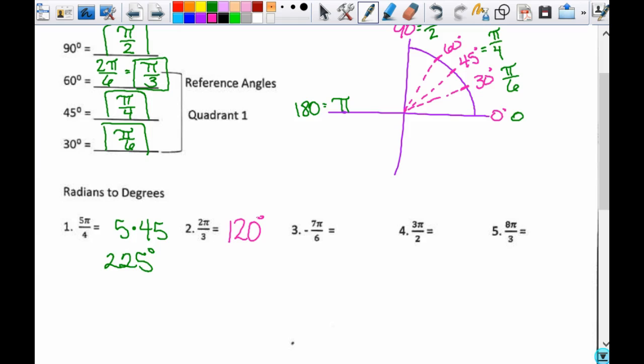All right, so negative 7 pi sixths. Well, the fact that it's negative, is that going to change anything? No, so it's still going to be negative, right? Pi sixths is what? 30. So this is 7 of the 30s, which means that's negative what? 210. You see how that works? You do the next two.